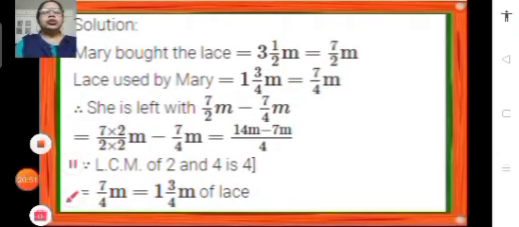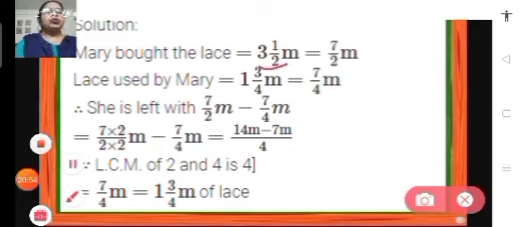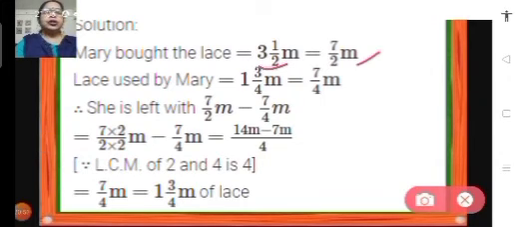So Mary bought the lace. The total lace was 1/2 meters, that means 7/2 meters. And the lace that was used by Mary is 3/4 meter, which is equal to 7/4 meter, isn't it? Now what is left with her? The lace left with her will be 7/2 meter minus 7/4 meters. Now these are unlike fractions. For this we have to convert them into like fractions by taking the LCM and converting them into equivalent fractions, so that we get fractions with same denominator.